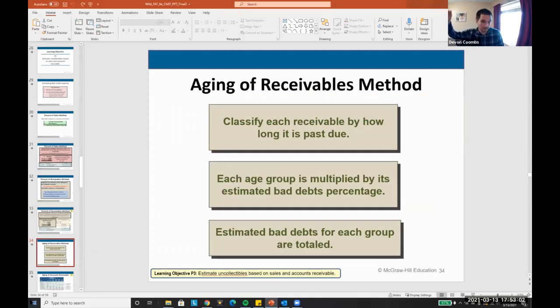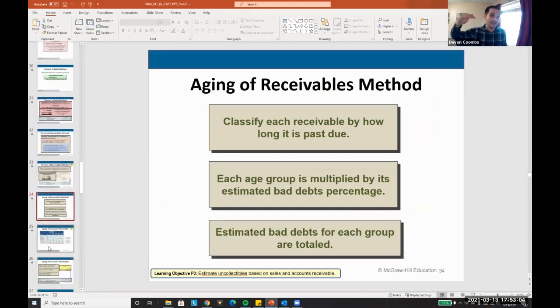Now to the hardest method, aging of receivables. If you think about it, we know our customers who owe us money for a long time aren't as likely to pay us.